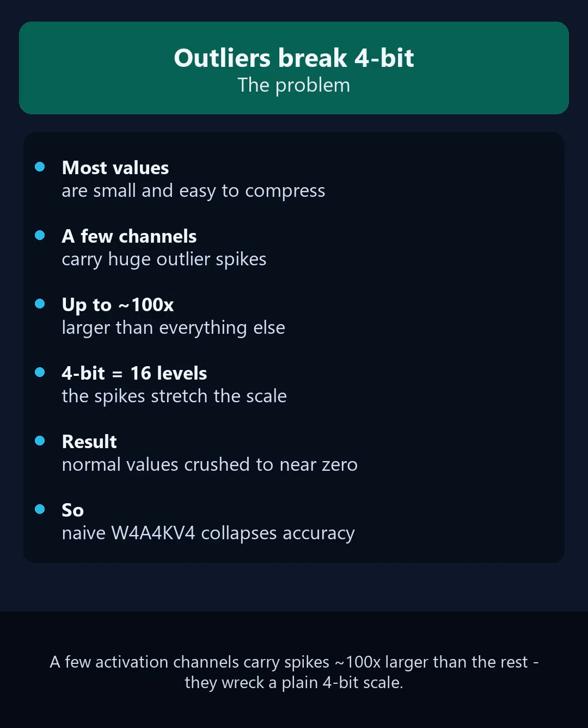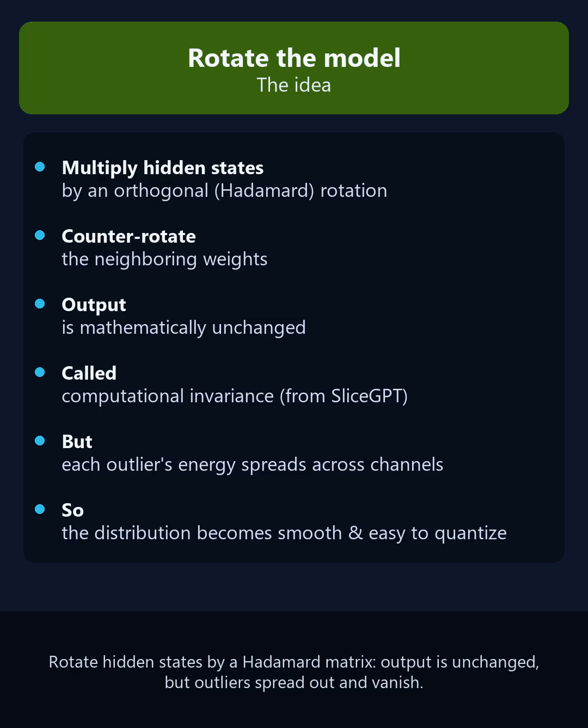Start with the pain. Inside an LLM, most activation values are small, but a few channels carry huge outlier spikes, sometimes 100 times larger than the rest. When you squeeze everything into just 16 4-bit levels, those spikes stretch the scale and crush all the normal values to near zero. That is why naive 4-bit quantization of weights, activations, and the KV cache together collapses the model's accuracy.